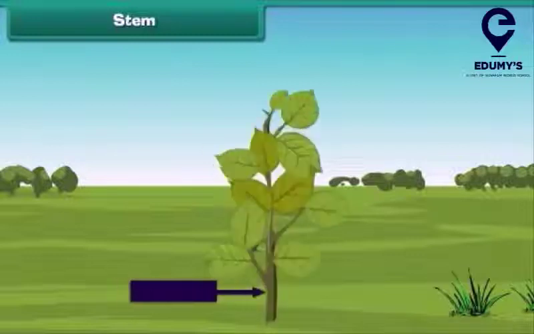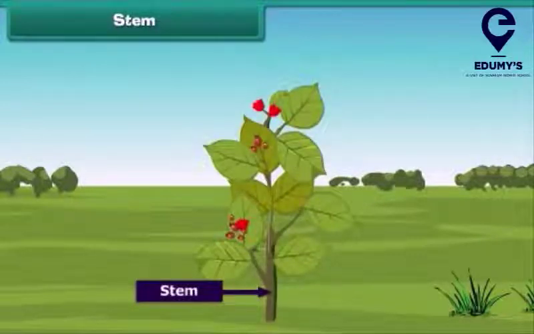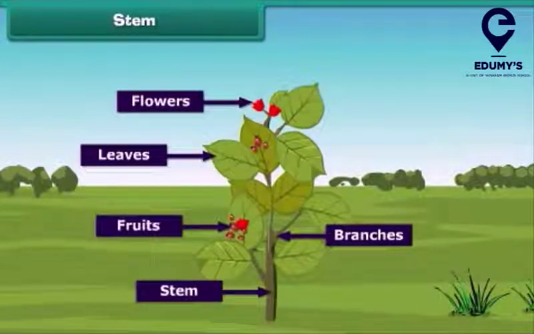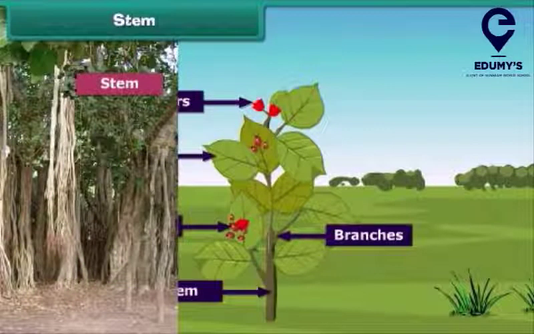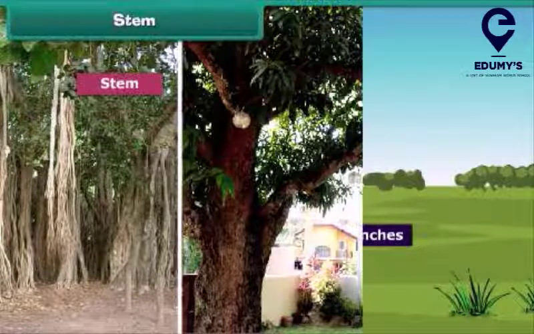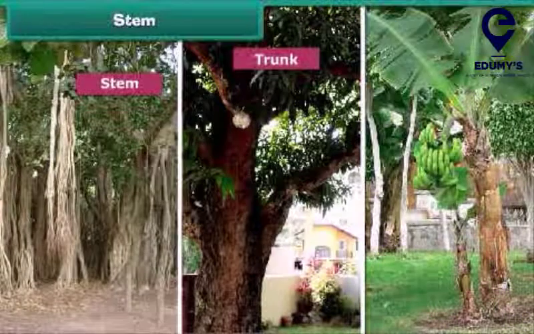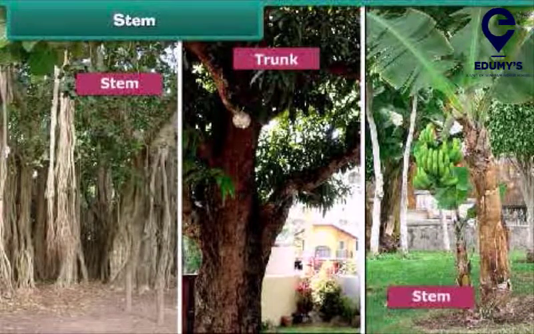Now let's know about stem. Stem is the green or brownish part of the plant which grows above the ground. It provides support to the plant and bears branches, leaves, flowers and fruits on its body. In young plants, the color of the stem is usually green, but over a period of time and with advancing age it turns brown in color. Some trees like banyan and mango have a hard, strong and brown stem. It's called a trunk, whereas some trees such as banana have a thick but soft and green stem.